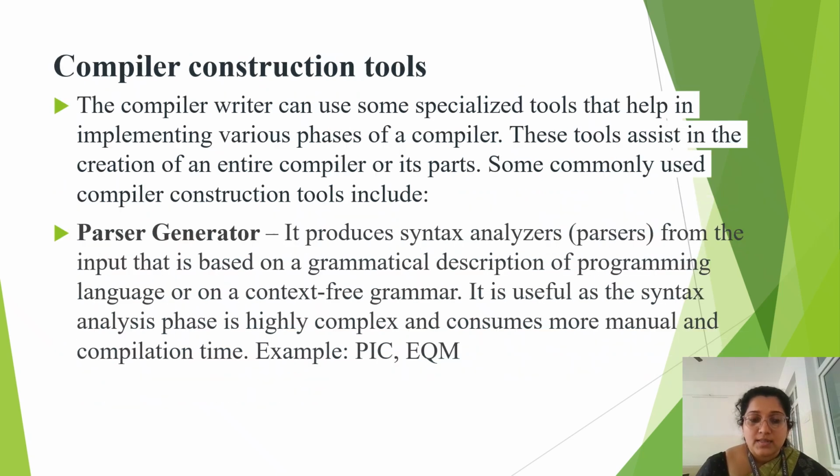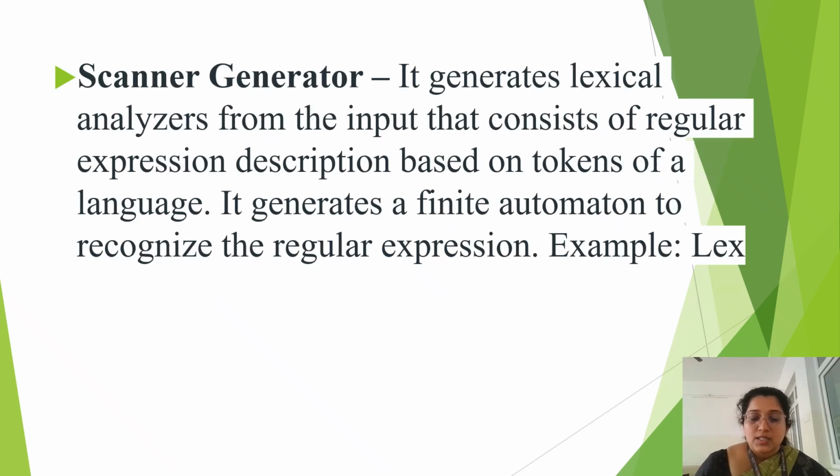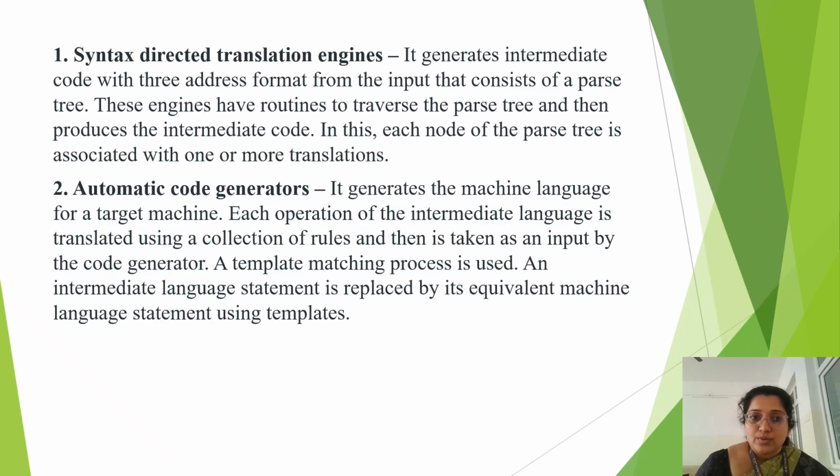Now the different types of errors and compiler construction tools. What are compiler construction tools? They use parser generators. A context free grammar is given to the parser generator, and for syntax analysis we take tokens and generate parse trees. A scanner generator is something whose description is based on the tokens of the language. Again, the scanner generator takes a source program to lexical analysis and tokens are produced. We have two types: syntax directed translation engines and automatic code generators.